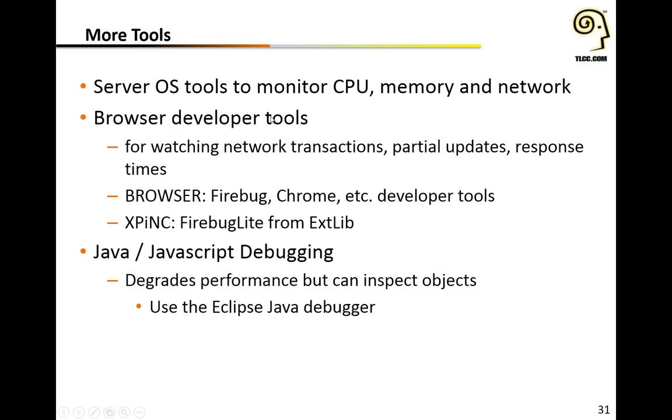In terms of monitoring your performance, your server OS has tools. Windows has tools to monitor CPU, memory, networking. Firebug and the equivalent in Chrome, or God forbid, Internet Explorer, are all very useful. If you're doing XPages in the Notes client, there's a Firebug Lite in the extension library that lets you use most of the functionality of Firebug in the Notes client. And you can also do your JavaScript debugging if you want to analyze performance.